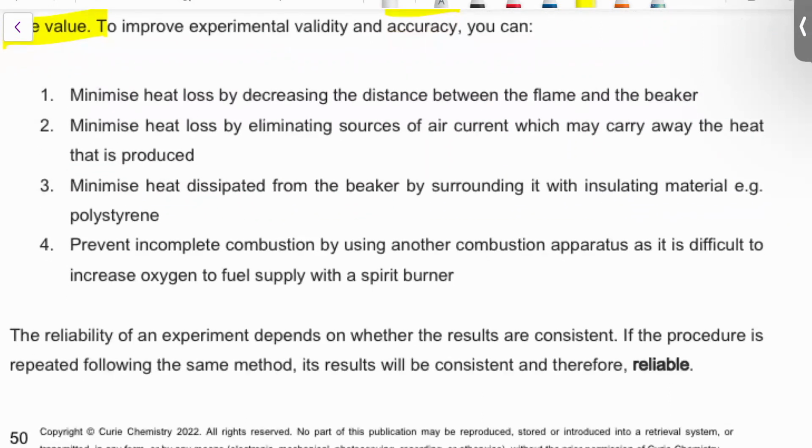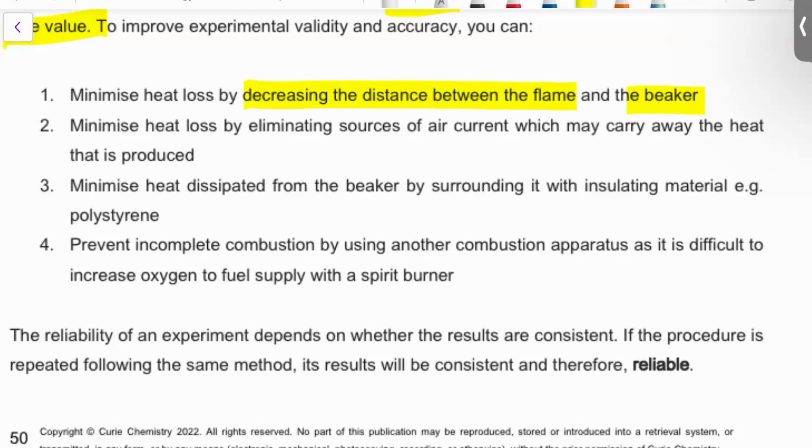If you want to minimize your heat loss, you want to decrease the distance between your spirit burner flame and your beaker. What that means is there's a smaller distance for your heat to travel to the sides, so more of it is going to get captured by your beaker. Which means your thermometer captures a higher temperature increase that can contribute to calculating Q, and it means you get a bigger Q value and your enthalpy value is closer to your true value. Give me a thumbs up if that makes sense.